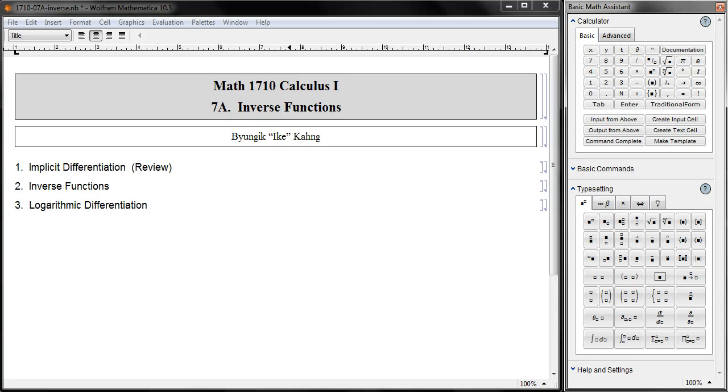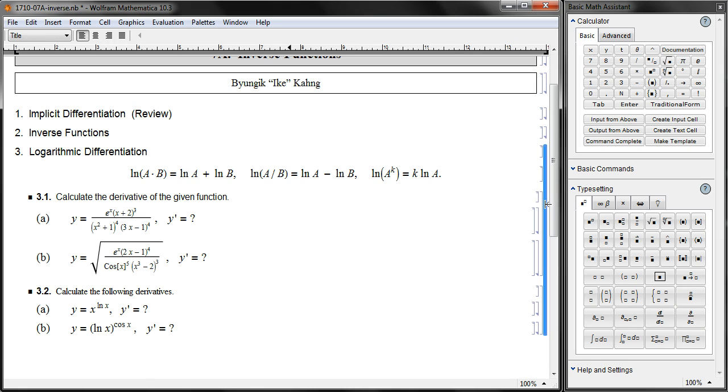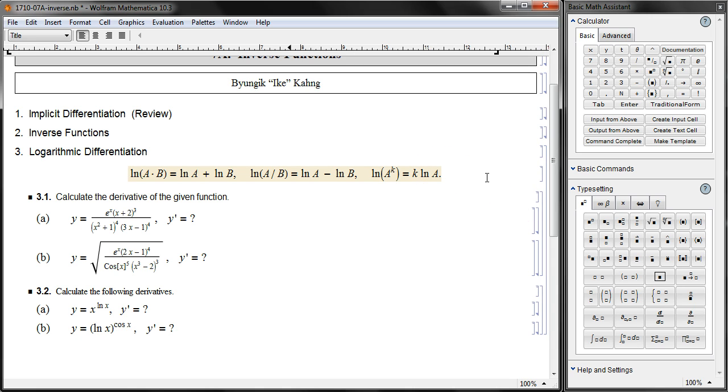Welcome back, students. Let's go back to the logarithmic differentiation. Here are the log rules 1, 2, and 3, and we went through logarithmic differentiation type 1 in the previous video, when we have a humongous product or quotient.